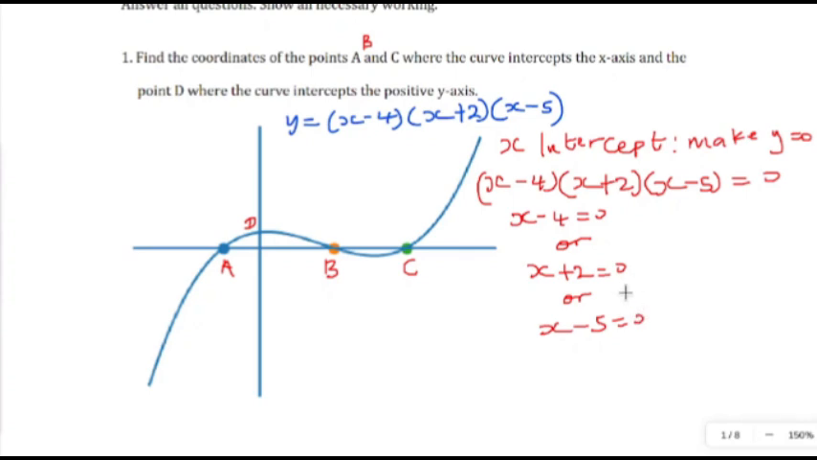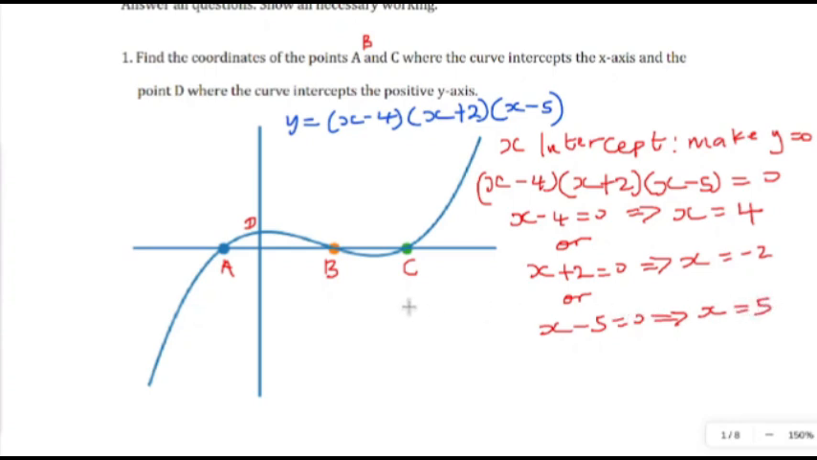So obviously, from our knowledge of equations, if the multiplication of these three factors gives us 0, it means that either one of them is equal to 0. So this implies that the first intercept is x equals 4. We get the next one: x equals minus 2. Then finally, we have x equals 5.